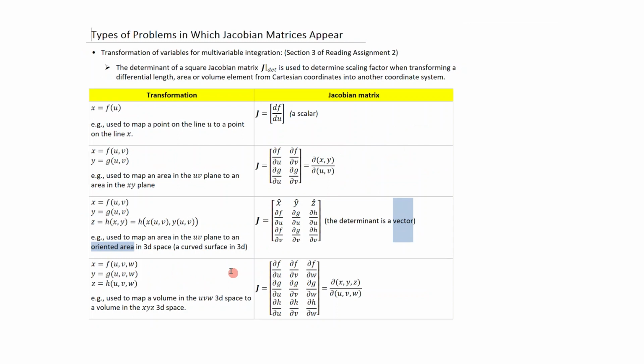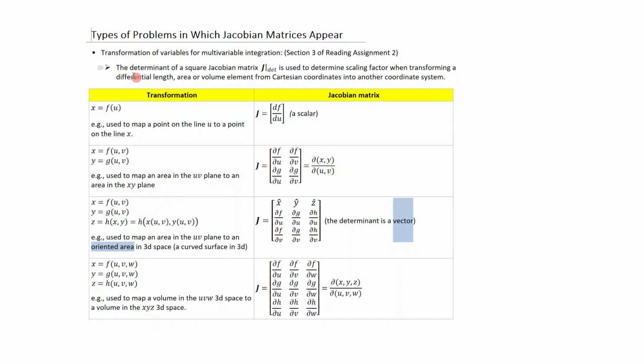All right, so let's carry on. Here's another example in which Jacobian matrices appear, and this is something you'll find in section 3 of reading assignment 2. This is, of course, something you're not responsible for, but we're just putting it here so you understand the motivation for the use of Jacobian matrices.